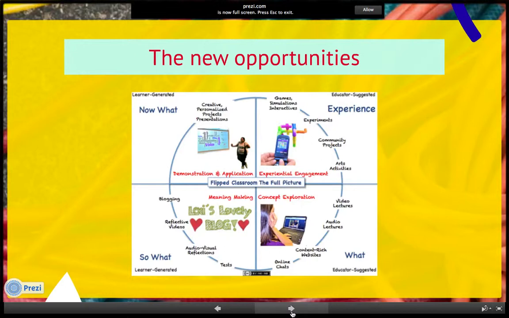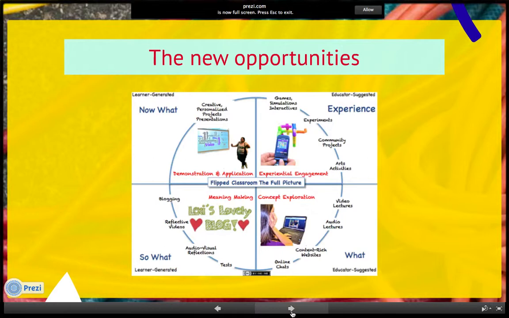The opportunities when you have a flipped classroom. You see this little picture here. It says, now what, so what, the experience, the what. You can do so many more things with a flipped classroom because you have so much more time. You're not spending the majority of your time lecturing. You can create projects for your group. You can have students create projects. You can have students present material. You can have students demonstrate a lesson, like mini lessons.